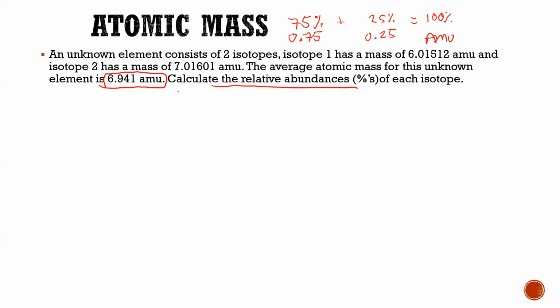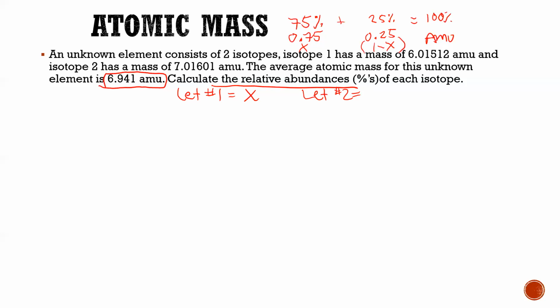We can say, let isotope number one's abundance equal X, and let isotope number two's relative abundance be... Now, how would I get from 0.75 to 0.25? What did I do? I just did 1 minus X.